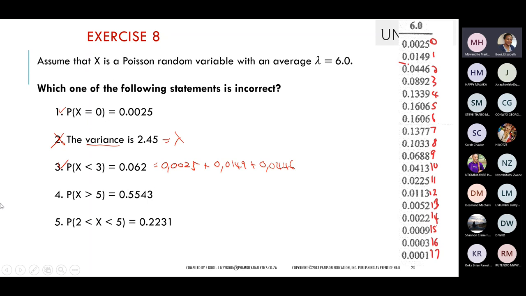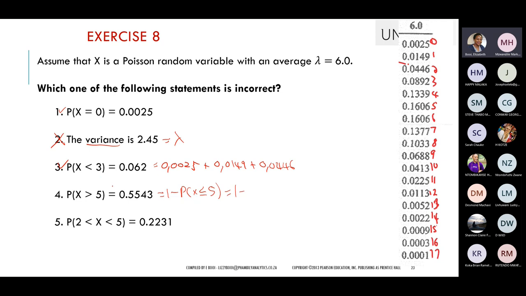The next one says the probability of x greater than 5. This we can find by finding 1 minus, because it is the probability of greater than 5. We can then find 1 minus the probability of x less than or equal to 5, because that will be the complement of 5, which is the same as 1 minus.